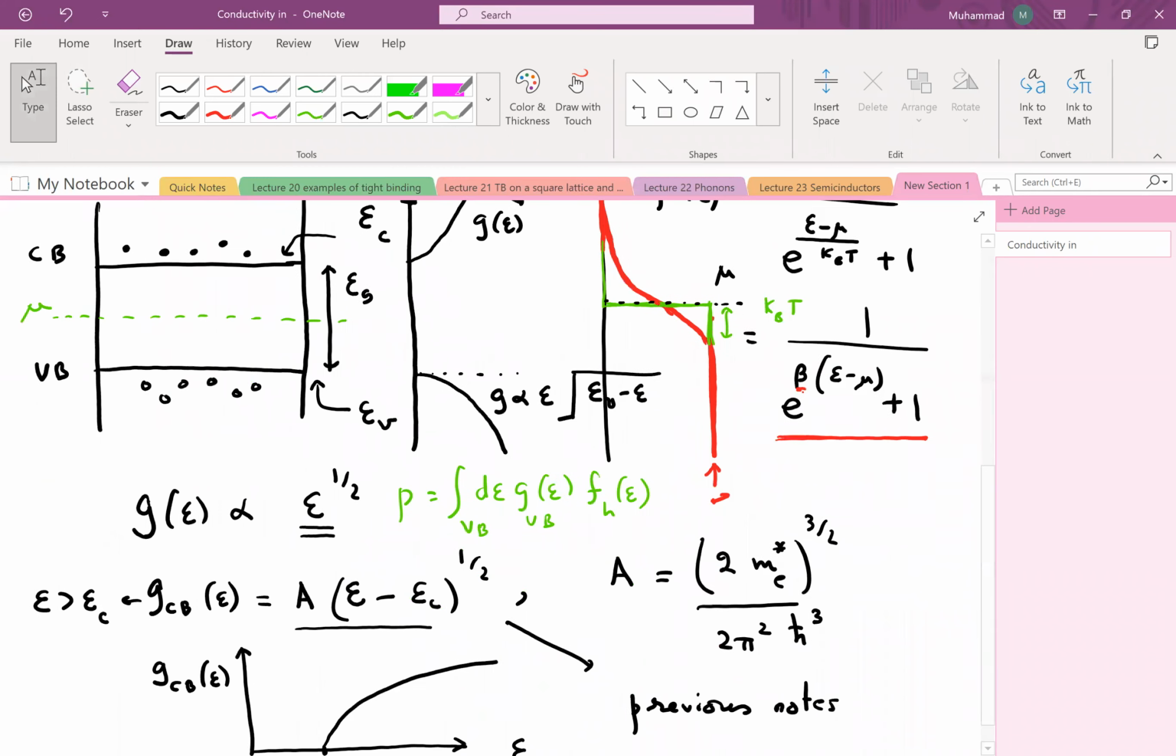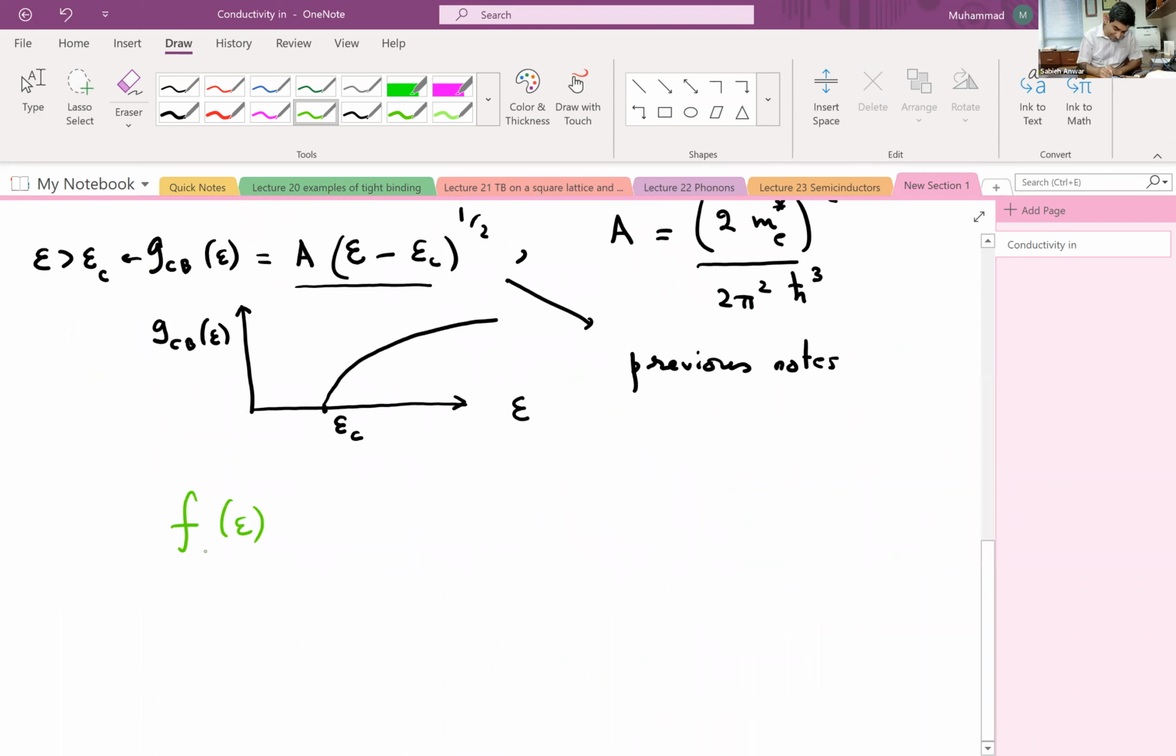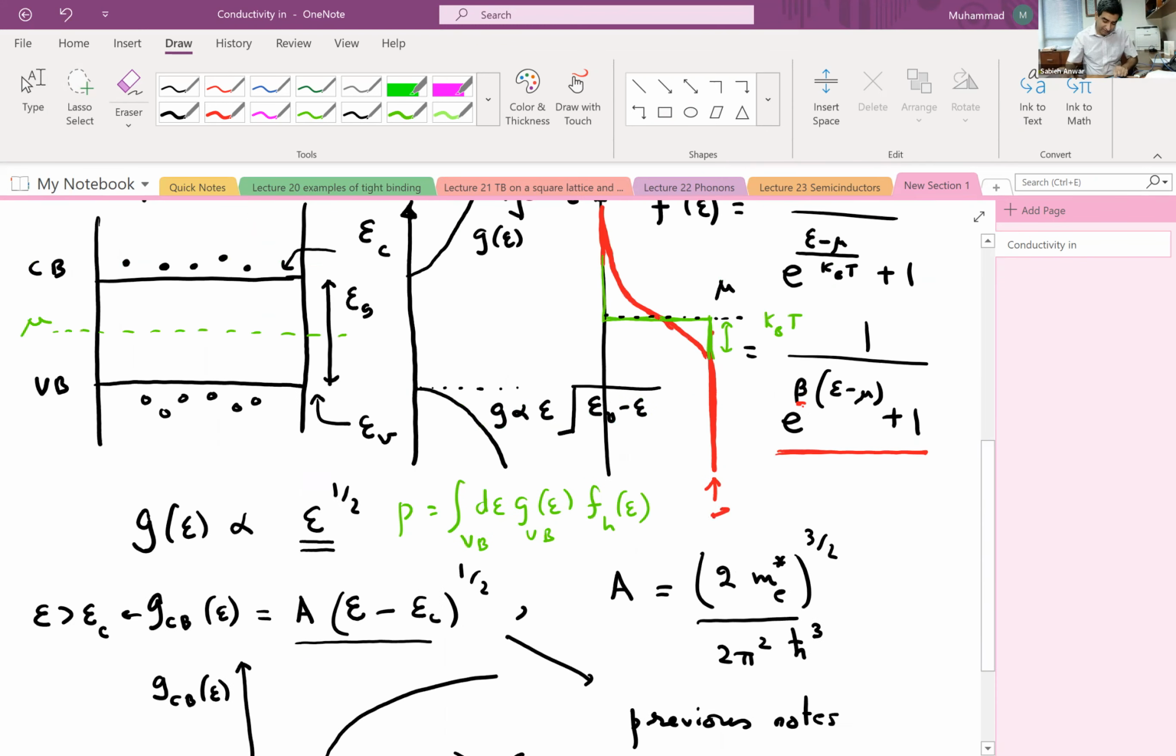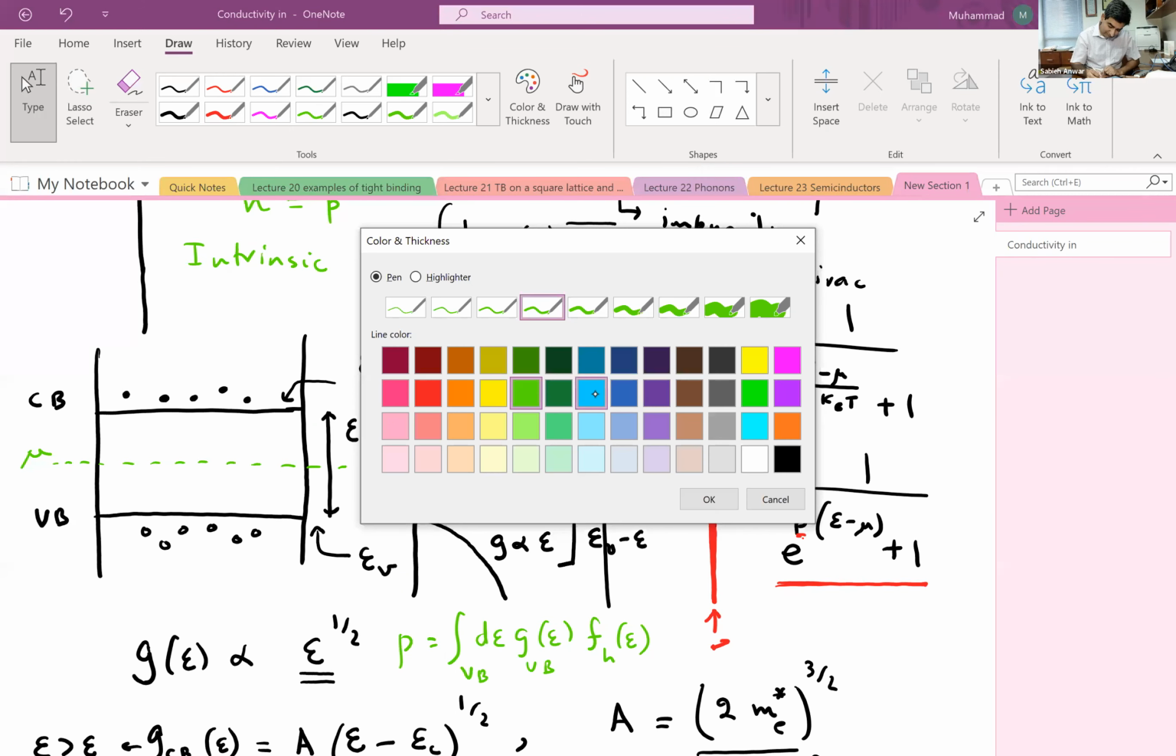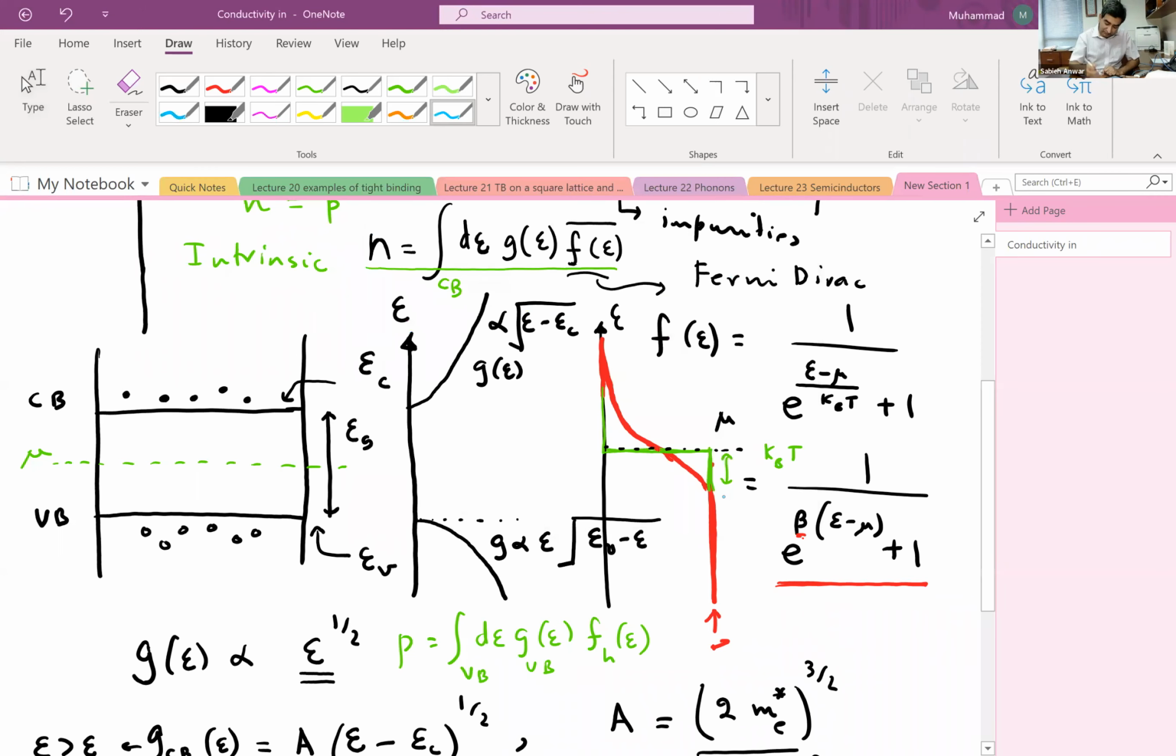So for holes, it should be 1 minus f(E). All right. Because a hole really means an absence of an electron. So you're finding the probability that the electron does not exist. That's 1 minus the probability that the electron exists. So it's really going to be a mirror image. And if I were to draw this mirror image about the chemical potential, this is what it's going to look like. Okay, this is for holes.